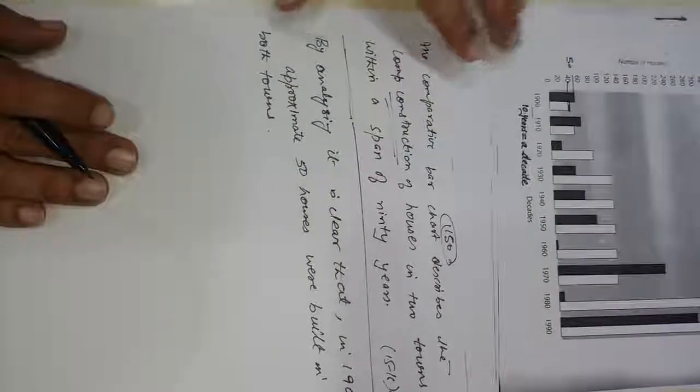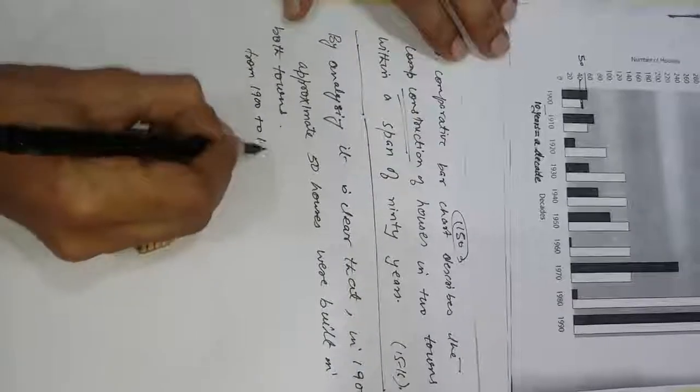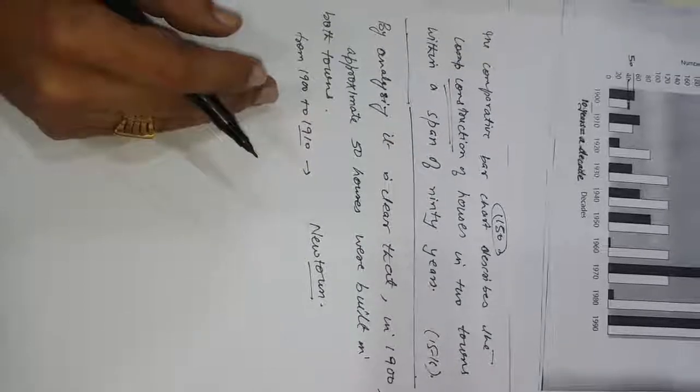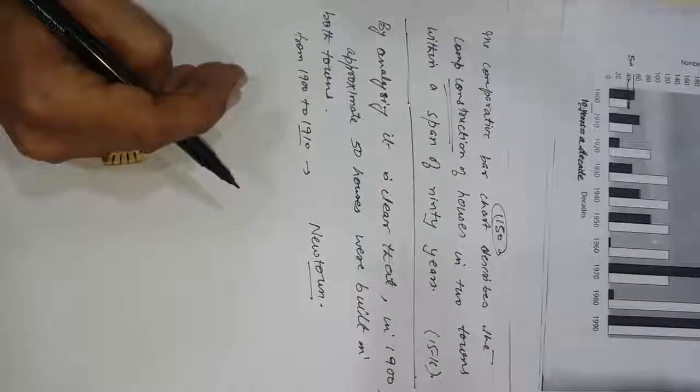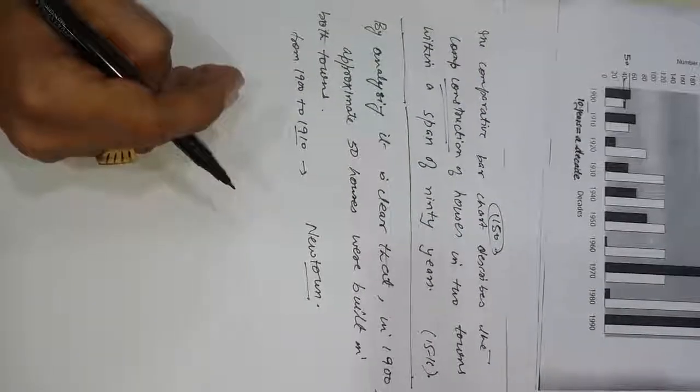By going with the simple start, then we go with 1910, and we can see that more houses were constructed from 1900 to 1910, more houses in Newtown. We can add this type of line. After 1910, there is no need of giving the figure for 1910, we can go with one line only: that more houses were constructed in Newtown as compared to the second town.